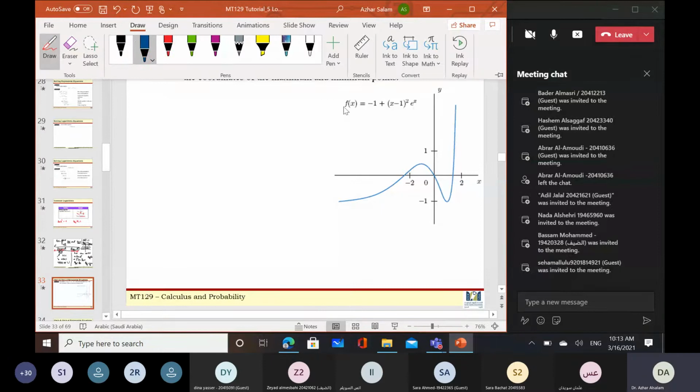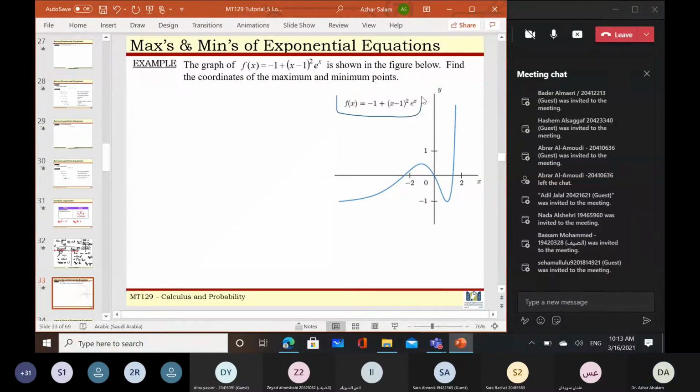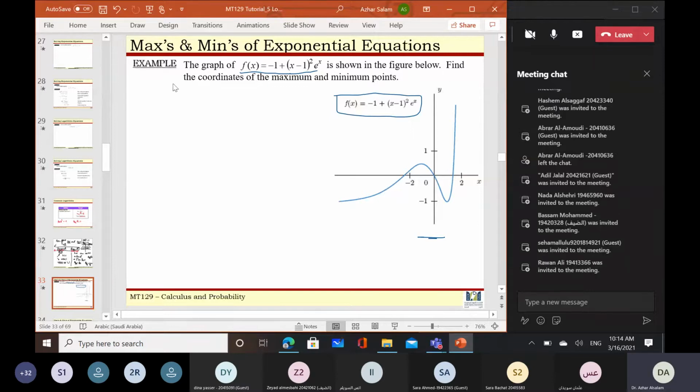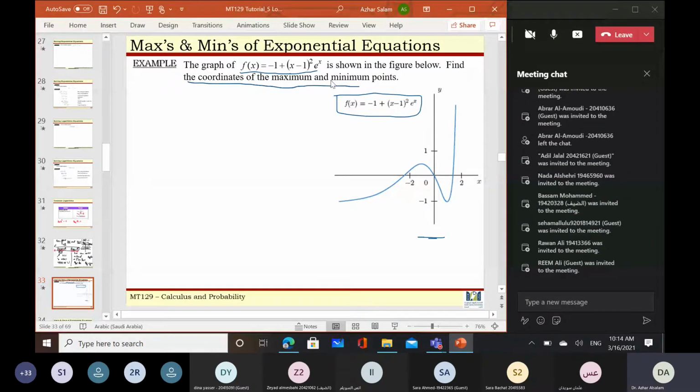So this is the given function, here on the graph and here in the question. I also have the graph of this given function. The question is: find the coordinates of the maximum and minimum points. The coordinates mean the x coordinate and the y coordinate.